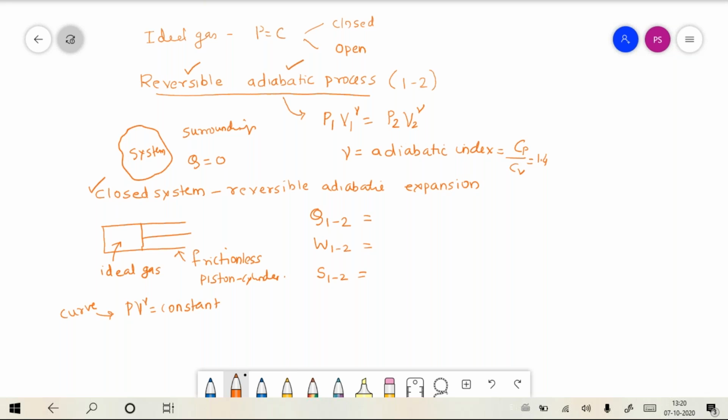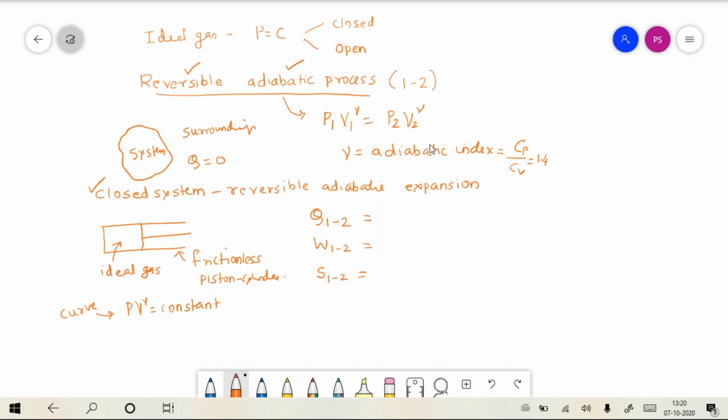I had discussed the ideal gases. I had discussed two cases: one is a closed system case and the other is an open system case for the constant pressure process. Now I am discussing a reversible adiabatic process which is undergone by an ideal gas enclosed in a closed system.